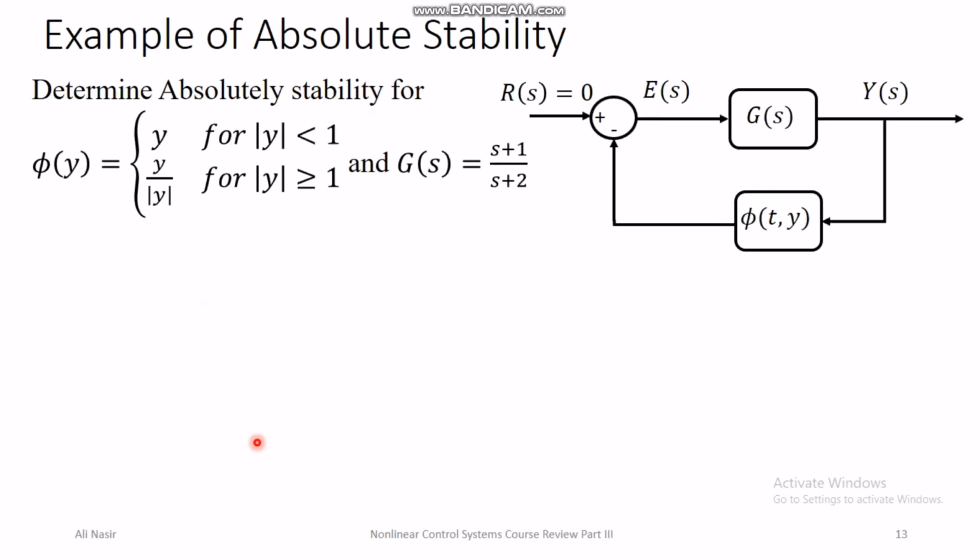So next we look at an example of absolute stability. Suppose there is an LTI system which has a feedback nonlinearity, and the LTI system is G of S equal to S plus 1 over S plus 2, a first order linear system with a 0 at -1 and a pole at -2. And suppose the sector nonlinearity is phi of y, like a saturation nonlinearity, which is equal to y for y between -1 and 1, and is equal to 1 or -1 depending upon whether y is greater than 1 or y is less than -1.